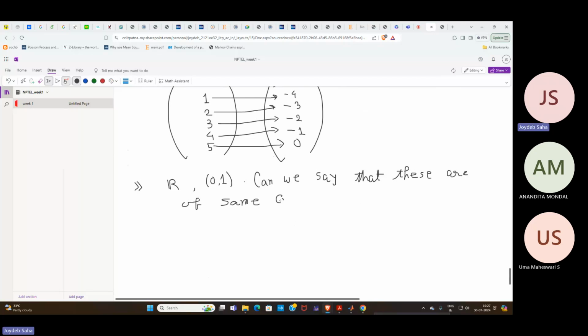Same cardinality? Sir, again, set 0 to 1 is a subset of real numbers. So they are not equicardinal. Okay.